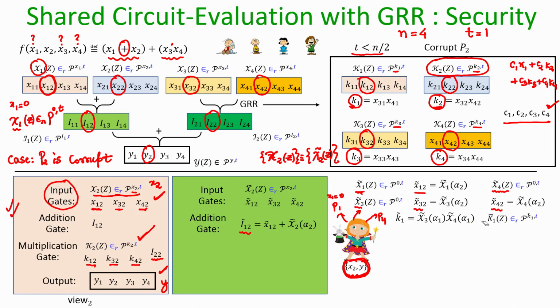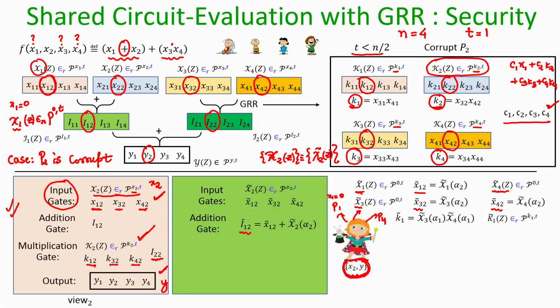Again, let us pause here and try to understand why the information that the adversary or the corrupt P2 receives during the GRR degree reduction is of no use for P2, right. This we have already argued. We have argued earlier, when we discussed the analysis of the GRR degree reduction, that whatever information the adversary sees during the GRR degree reduction can be easily simulated. But again, let us go through that.